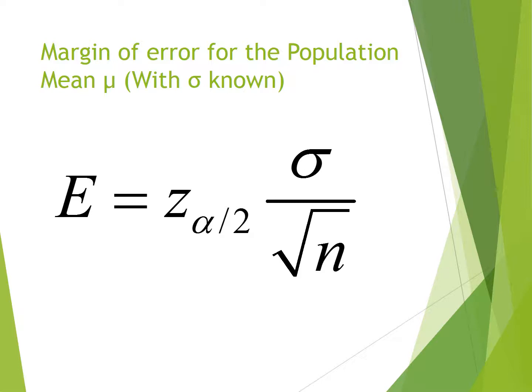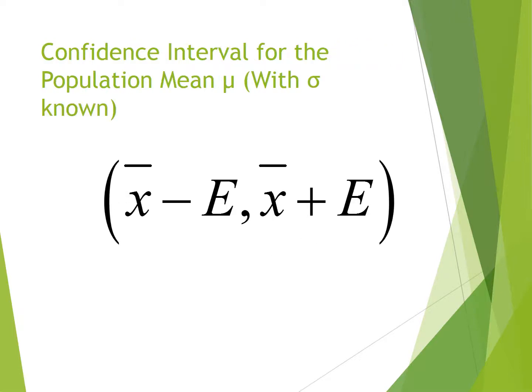It's the population standard deviation divided by the square root of the sample size. That's the standard error of the mean, which we saw in chapter 6. Then my confidence interval is plus or minus the margin of error.